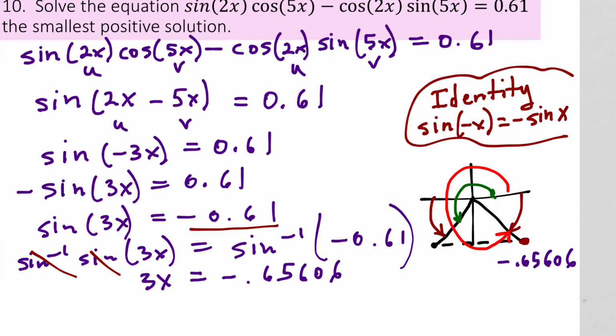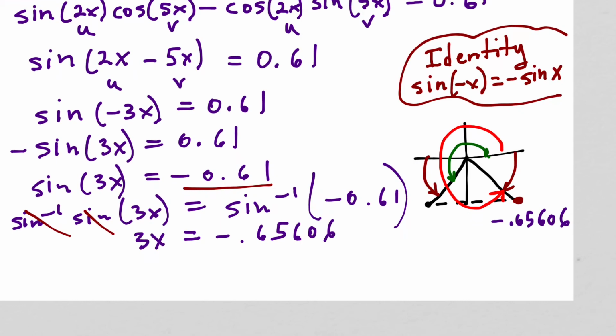Make that one red. All right, so it wanted the smaller angle, so that means it wants that green angle. So I'm going to say 3x is equal to, so if I want to figure out what that green angle is, I've got pi radians to here, and then I've got this piece, which is 0.65606 radians, so I've got to add those together. Pi plus 0.65606 radians.